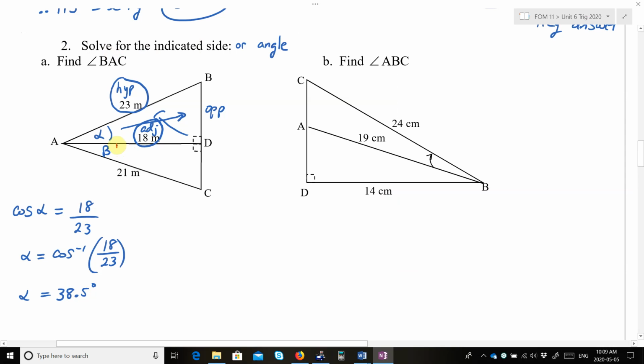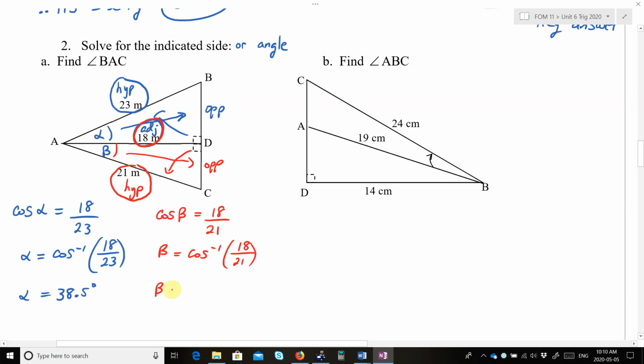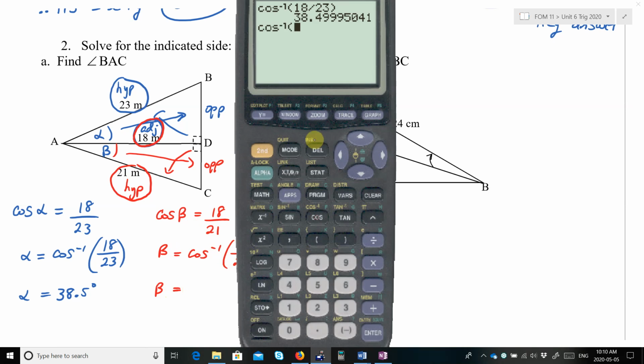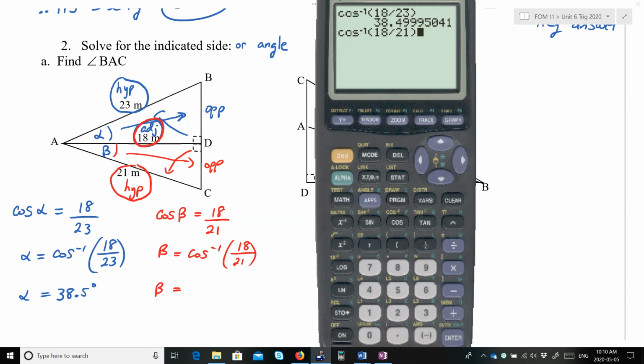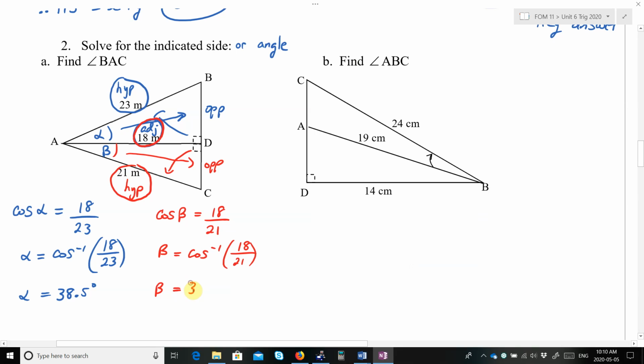And then we'll figure out beta. So there's angle beta. Right across from it is the opposite. Across from the 90 is the hypotenuse. And so the 18 will be the adjacent again. So we have adjacent and hypotenuse. That comes from cos. So cos of beta is equal to 18 over 21. So beta is equal to cos inverse of 18 over 21. So shift cos 18 over 21, and we get 31 degrees.